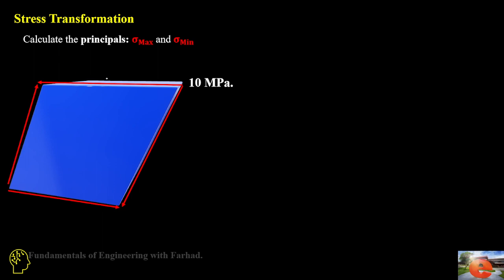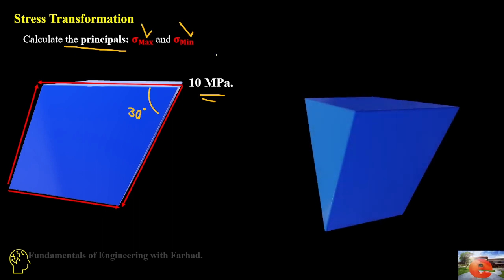In this problem, we have a parallelogram with an angle of 30 degrees at one side with a shear stress of 10 megapascal. We want to calculate the principal stresses, which are sigma max and sigma min. So let's see how we can approach this problem.